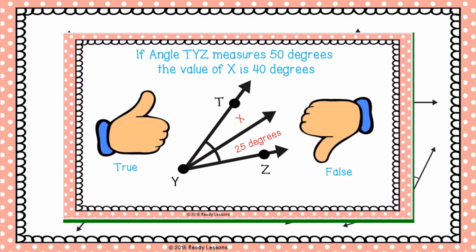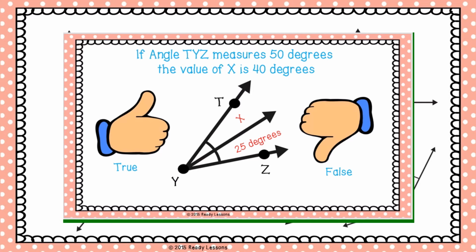If angle TYZ measures 50 degrees, the angle of x is 40 degrees. Do you think that's true, or do you think it's false? Pause your video and solve. Choose your answer. Start your video again.